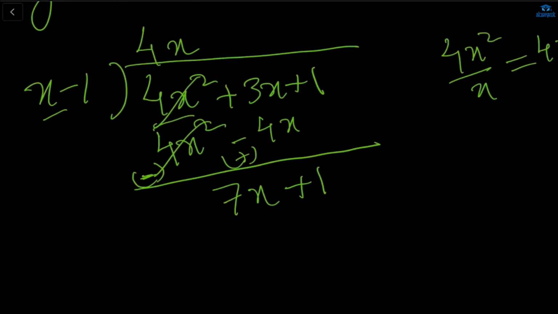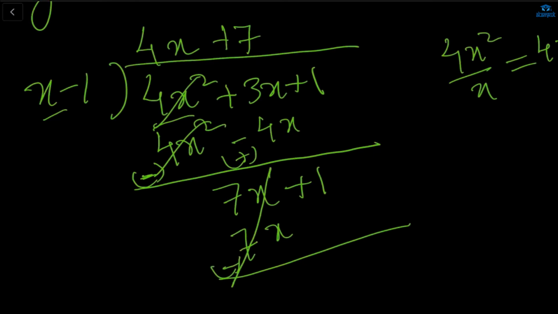Plus 1. So here what you will get? You will get plus 7. X plus 7. Yes. Okay. So it will be minus. Again, the sign will be altered. And when you multiply 7 by 1, it will be minus 7. Then it will become plus 7.